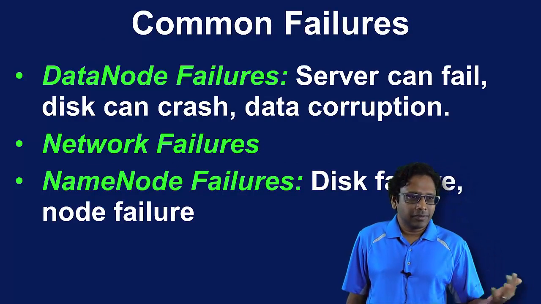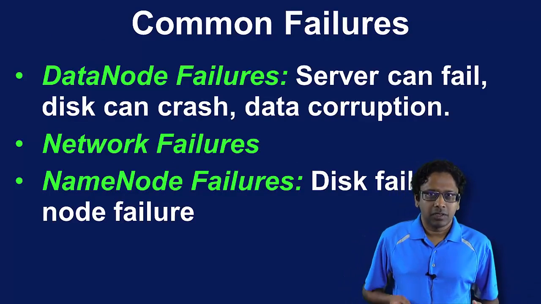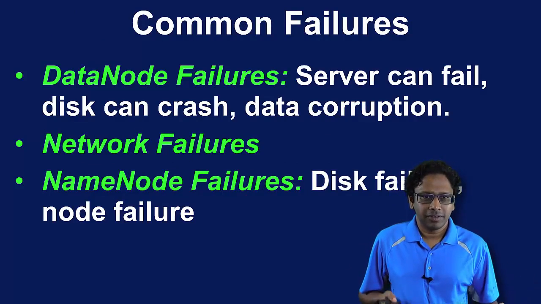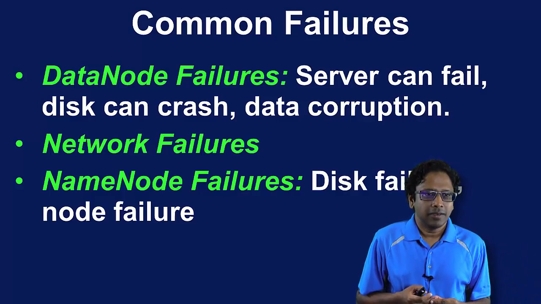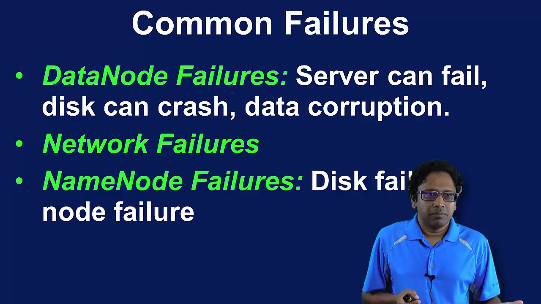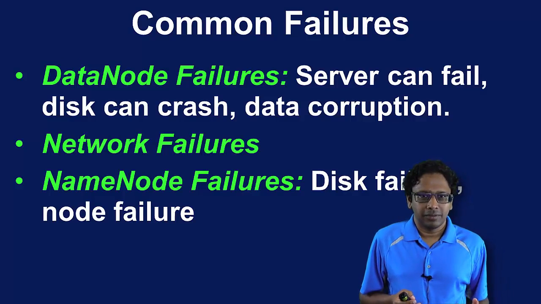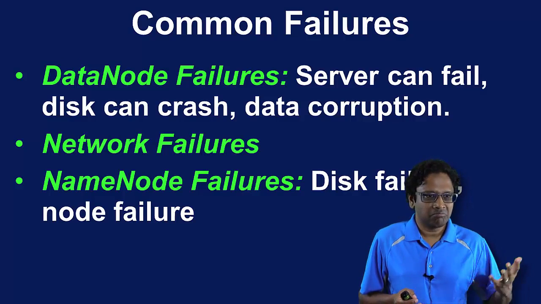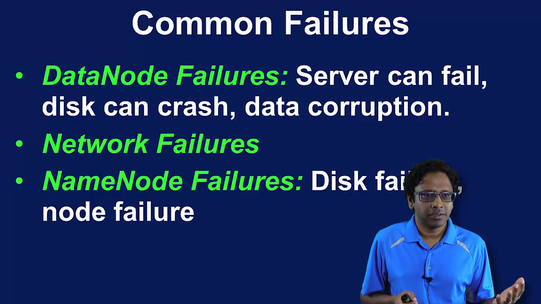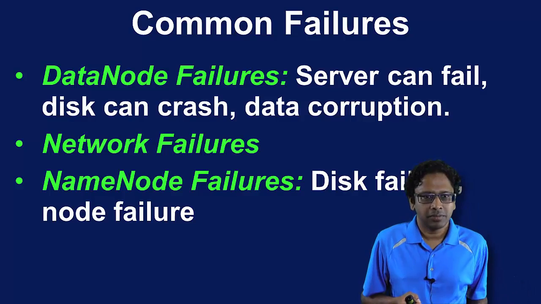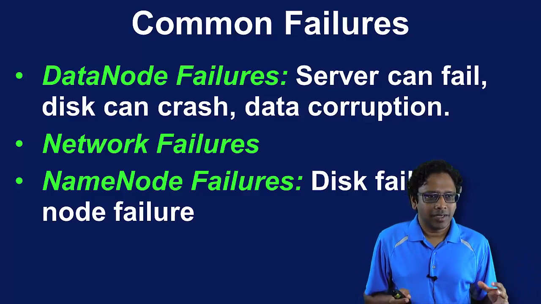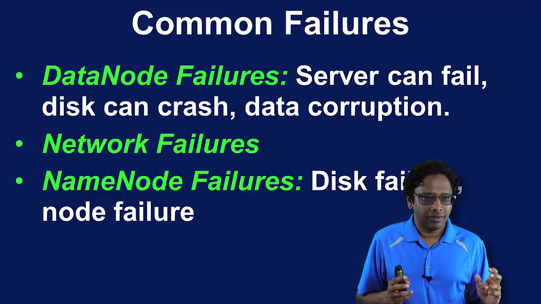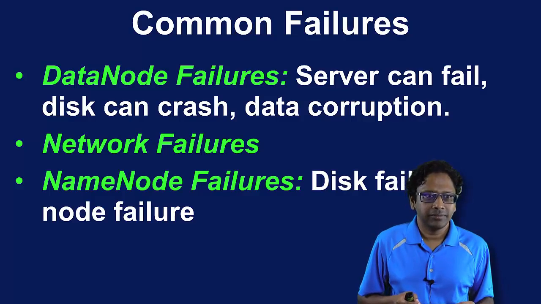So the first thing to look at is the common failures that happen when you have a Hadoop cluster. If you recall the design, we are looking at lots of nodes and disks. So one potential thing that can happen is essentially data node failures. So the server itself could fail, crash for some reason, or the disk can crash, and sometimes there's data corruption because of network issues or maybe a disk issue. So all of that could lead to a failure in the data node aspect of HDFS.